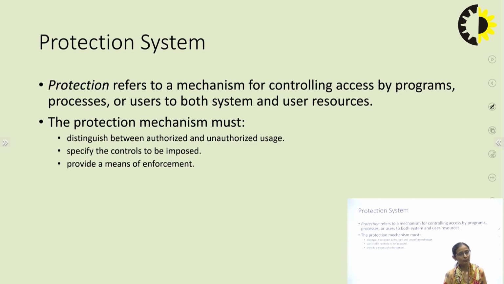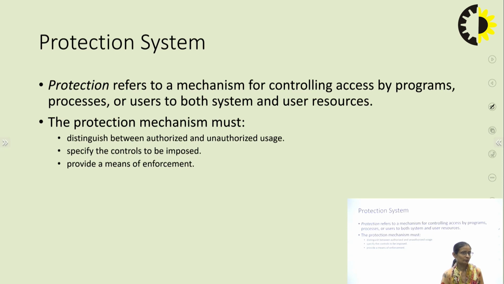Another important component is a protection system. Now what does protection mean? Basically, it means a mechanism for controlling access by programs, processes, or users to both system and user resources. That is, each and every process should perform its operations in a controlled environment. They should access the resources which they are intended to use, that is, which lie in their domain.